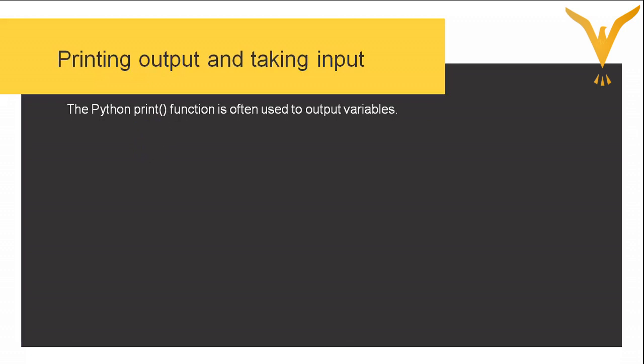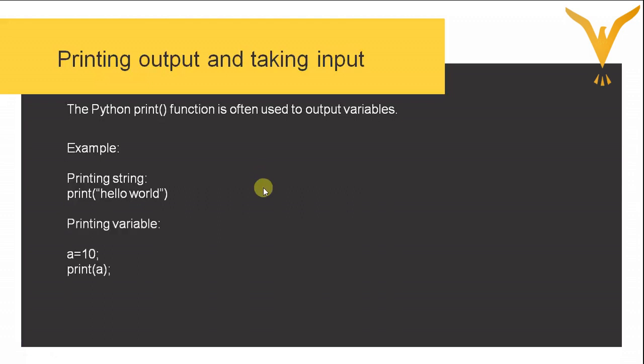Okay, so let's take an example. If you want to print a string, suppose if you want to print hello world, then you have to write something like this: print, and then inside double quotes, whatever sentence you write will display on a screen. Okay, so in this way you are going to print hello world on a screen. Let's say if you want to print a variable.